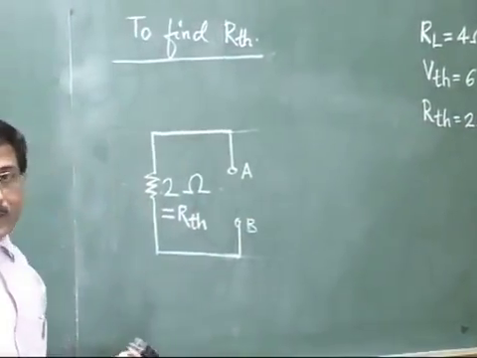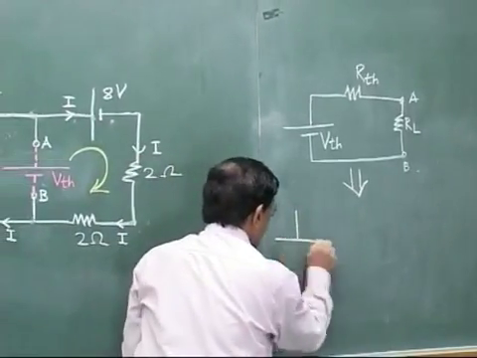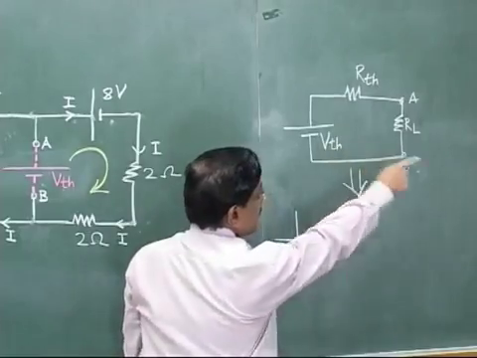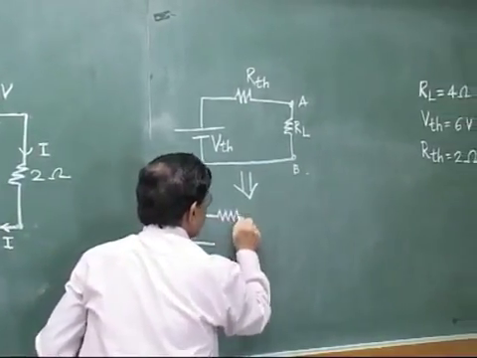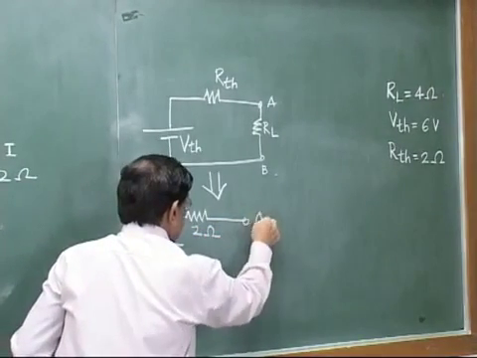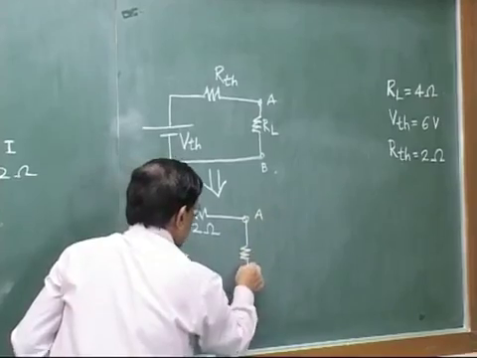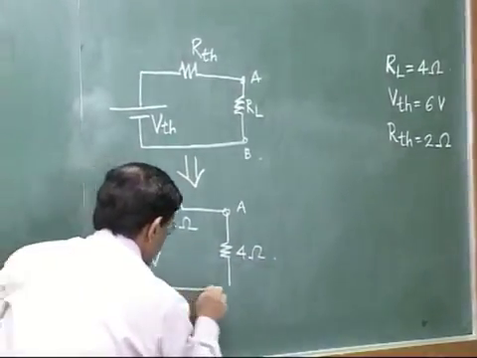And now last step, to calculate the current. So our given circuit will be resulting finally into this. This VTH value we have got 6 volt. This RTH value we have got as 2 ohm. And our load resistance as defined in the problem was 4 ohm. Okay. So this is the circuit.